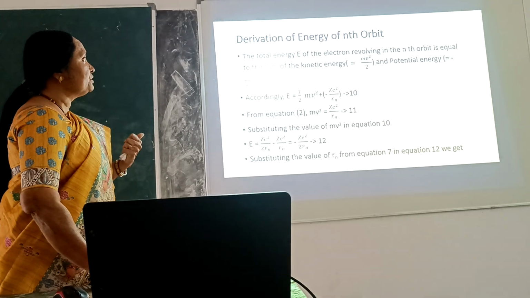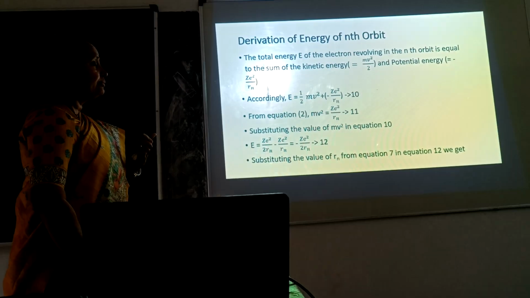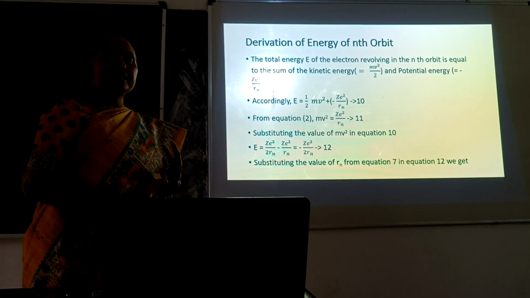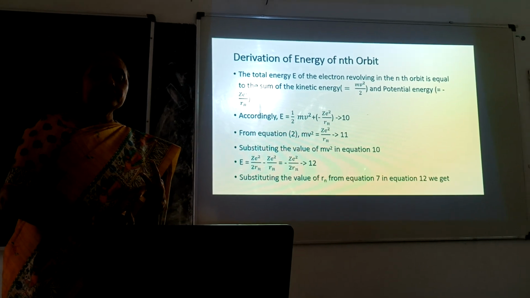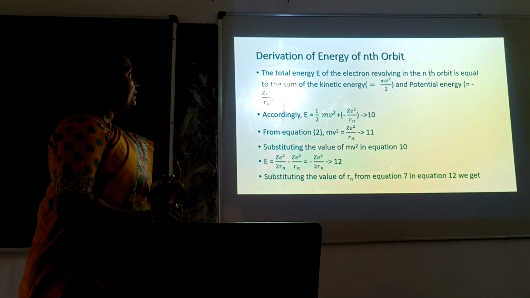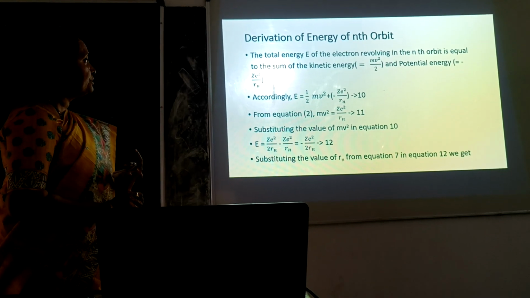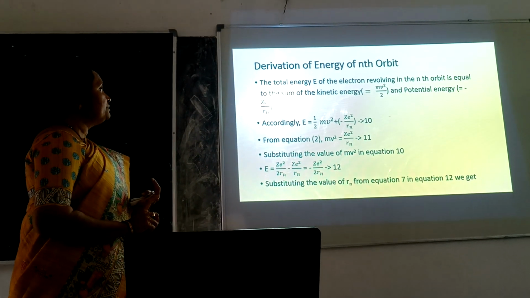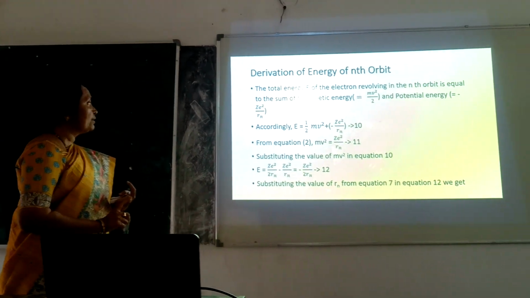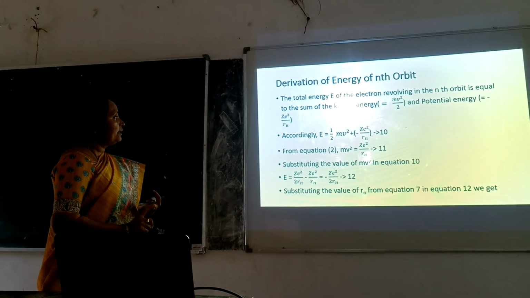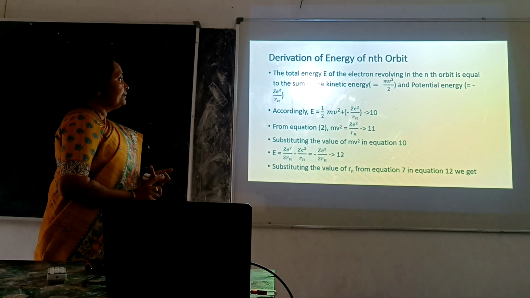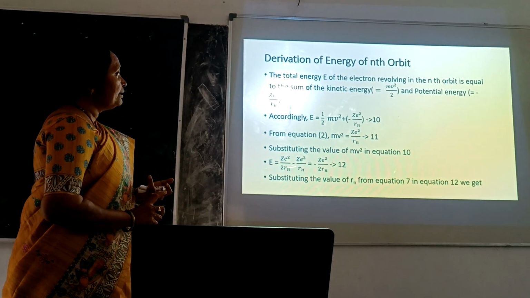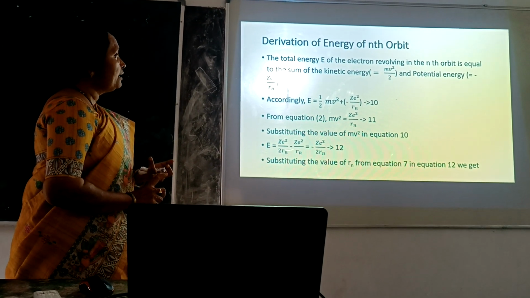Next, we come to the derivation of the energy of the nth orbit. First I want to consider the total energy E of the electron revolving in the nth orbit. Total energy is the sum of kinetic energy and potential energy. Kinetic energy is given as mv squared by 2. Potential energy is given as minus Ze squared by rn. Accordingly, the total energy is E equal to 1 by 2 mv squared minus Ze squared by rn.